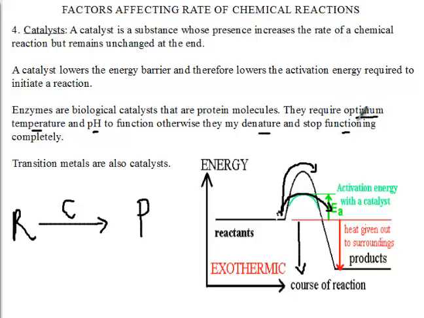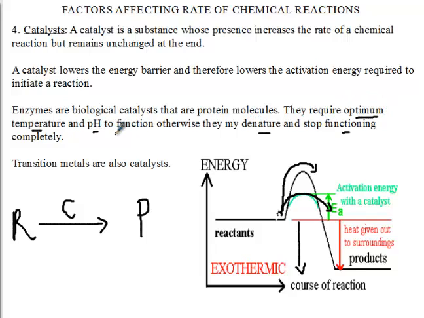So enzymes require optimum temperature, a temperature at which they work best, and then pH. pH refers to the acidity levels. Certain enzymes act in acidic conditions, other enzymes act in basic conditions, so it has to do with where they are found. So enzymes are biological catalysts that are protein in nature, and they require optimum temperature and pH to function.